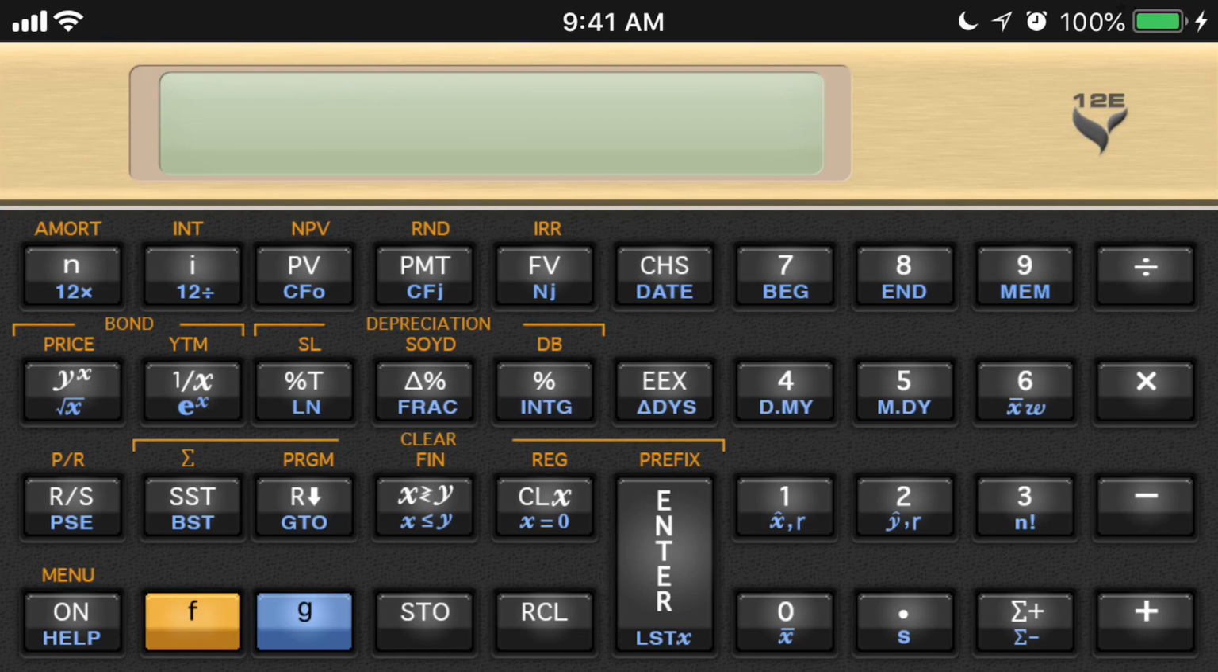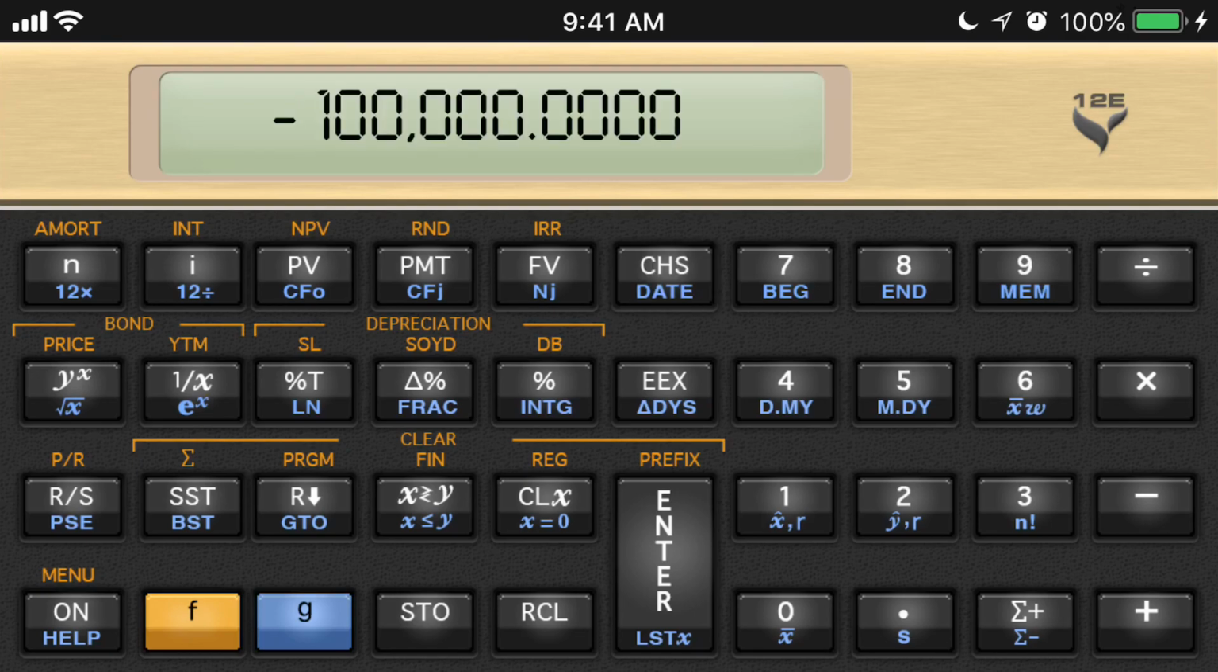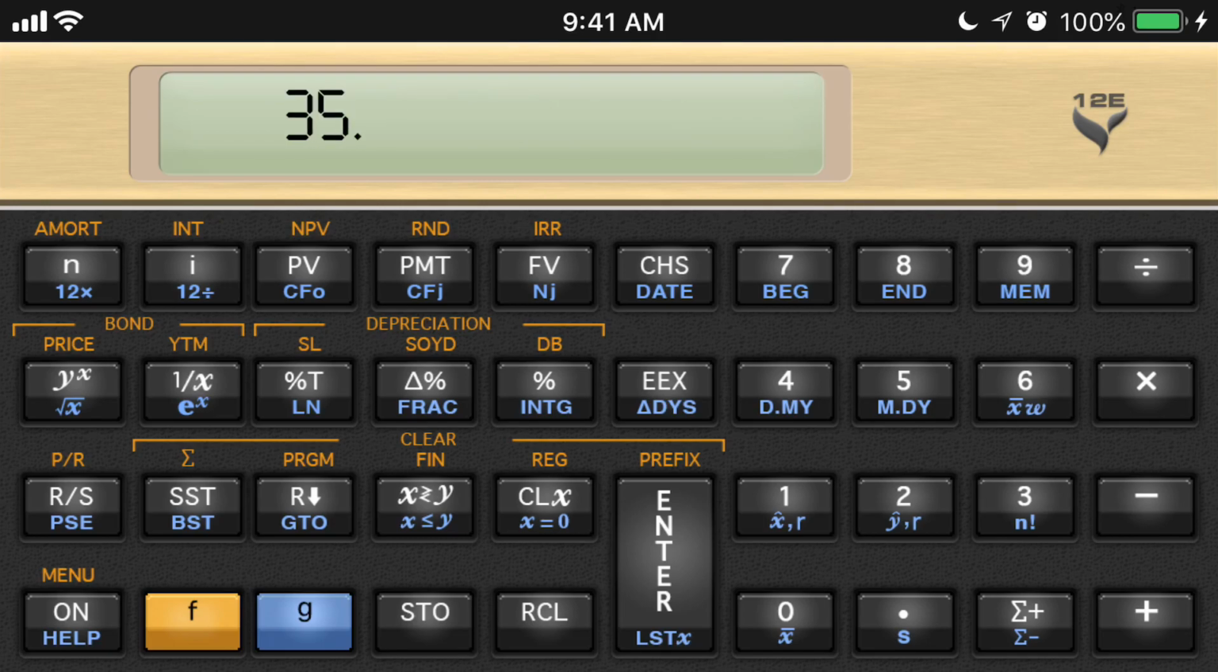Okay, change signs to negative, put that in the present value. And as always, because you've saved $100,000, it basically means that you're taking $100,000 from your pocket and putting it into a retirement account, right? That's why it's negative. It's not in your pocket anymore. You're going to let that sit for 35 years because you're 30 and you want to retire at age 65. So then we put 35 g n, and it figures out how many months that is.